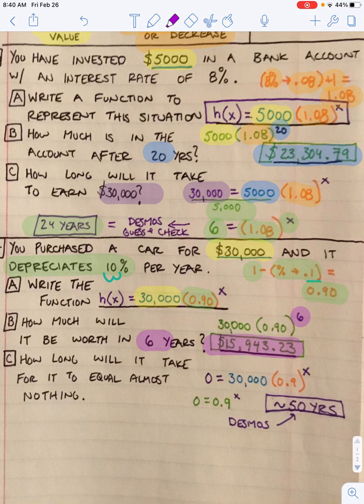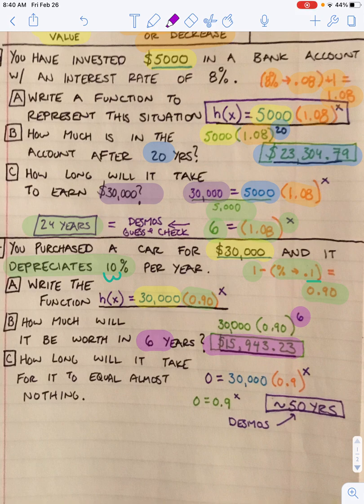So how long will it take for it to equal almost nothing? Okay, so we want it to equal as close to 0 as possible. You obviously want to sell it, get as many miles out of it as you can, or just use it for a really long time, right? So equal almost nothing. So 30,000 times 0.9 raised to the x. So we want it to equal 0. So basically, if we divided 0 by anything, you're going to have 0.